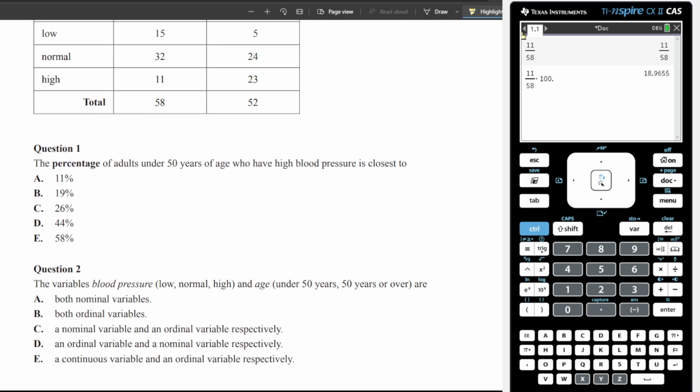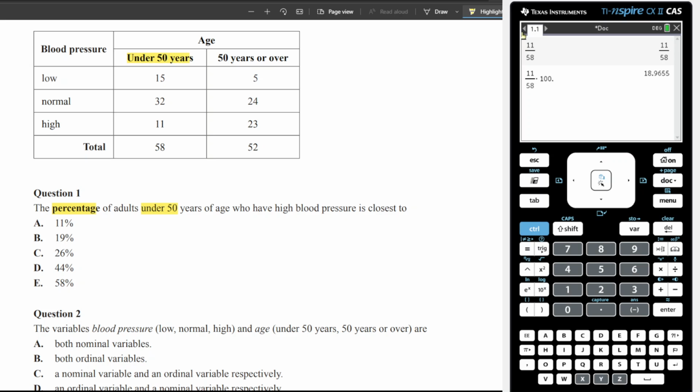Okay, so let's go through. They're asking for a percentage of adults under 50 years of age. And if we just scroll up a little bit, that's this column here, who have high blood pressure. So that means there are 11 who are under 50 and have high blood pressure. Now, when we look at that, there are 11 who have high blood pressure out of a total of 58 who fit in that age category.